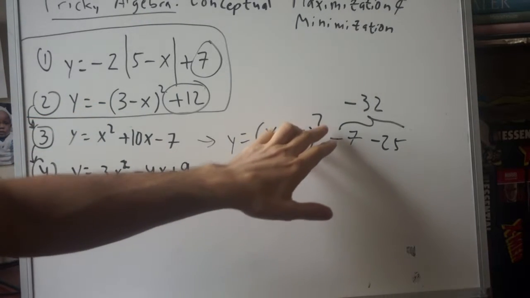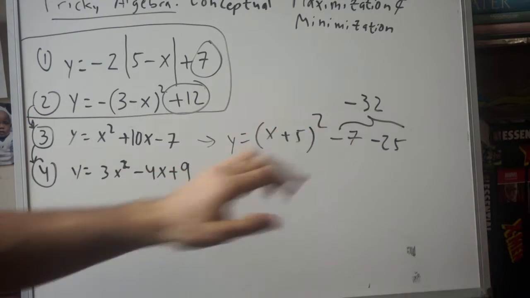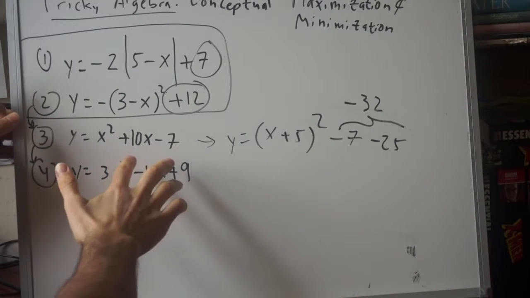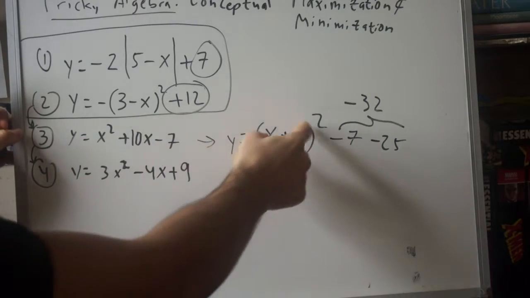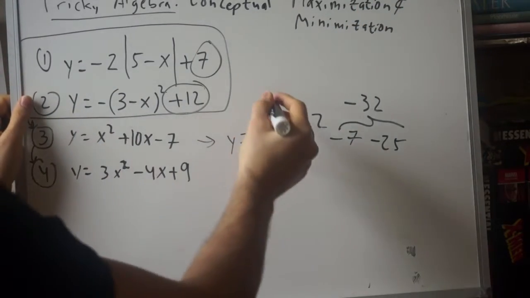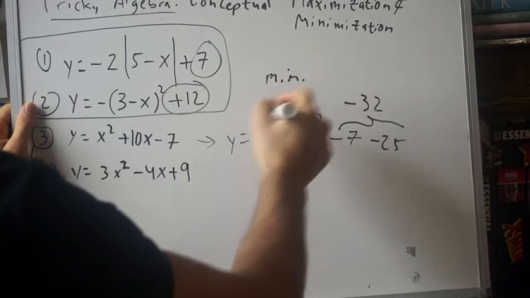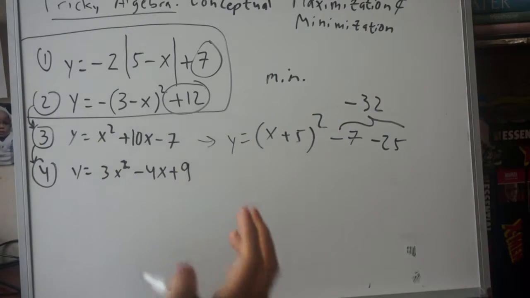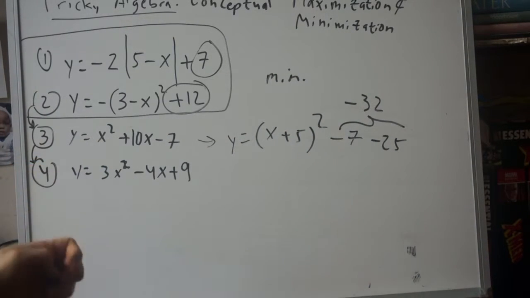So since this is a perfect square, in this case, it doesn't make sense to ask what's the maximum value because the larger you make this, the larger it gets. So for this one, it makes sense to ask to minimize this value. So now what's the best we can do?